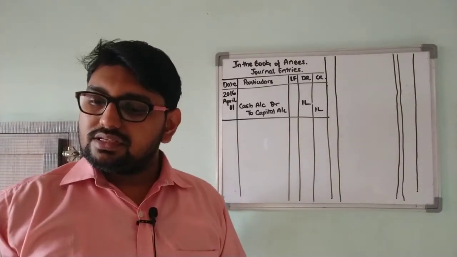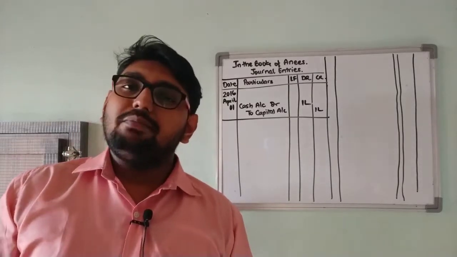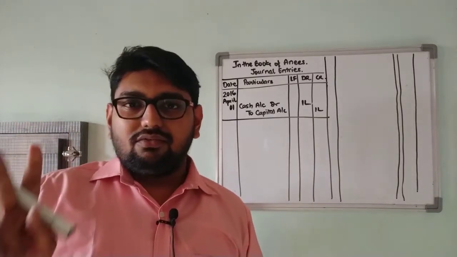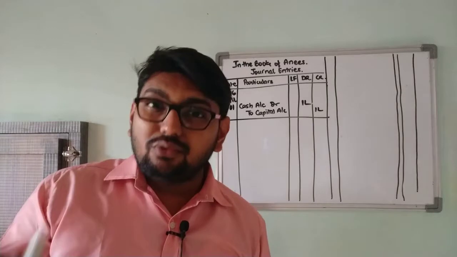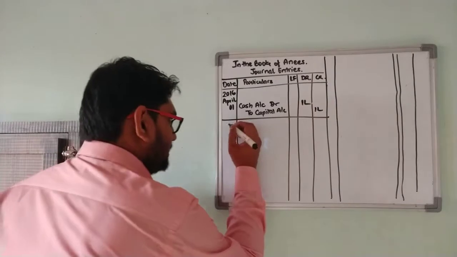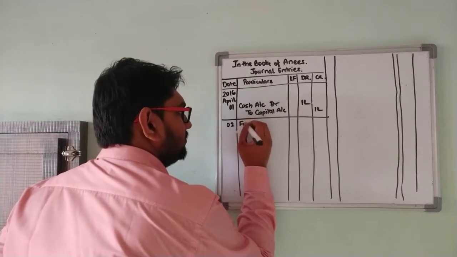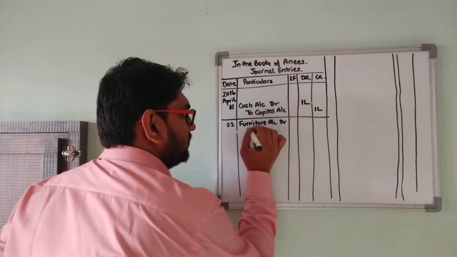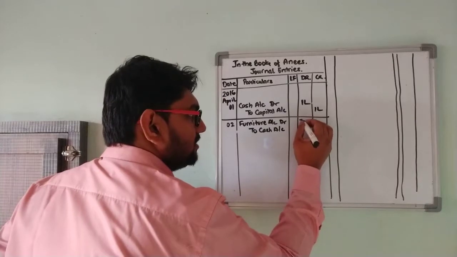The next transaction is purchased furniture for cash rupees 7,000. So I am purchasing furniture for cash. So the two aspects are furniture and cash. Furniture is coming in the organization, so I will debit the furniture account, and cash is going out of the organization, so I will credit the cash account. So the date is 2. Furniture account debit to cash account, and the amount is 7,000.